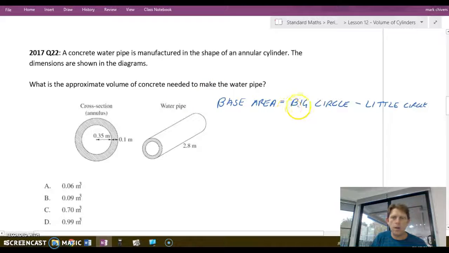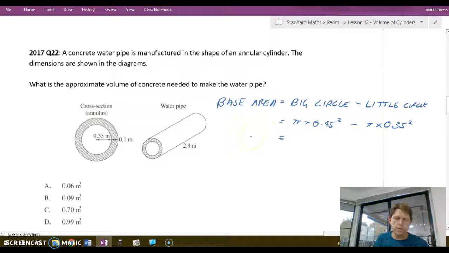All right, so my big circle, the area of that's going to be pi r squared. So my radius, my big circle, is this full 0.35 meters plus this extra 0.1 of a meter. So it's actually going to be 0.45 meters. So pi times 0.45 squared. And then I'm going to take away from that pi times this smaller circle, which is 0.35 meters, so 0.35 squared.